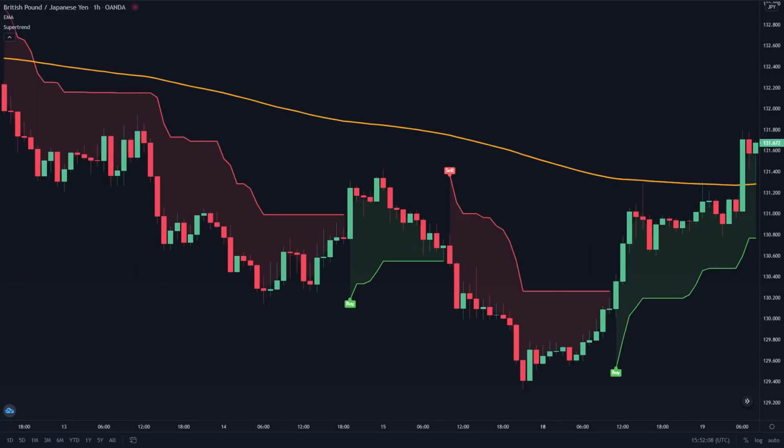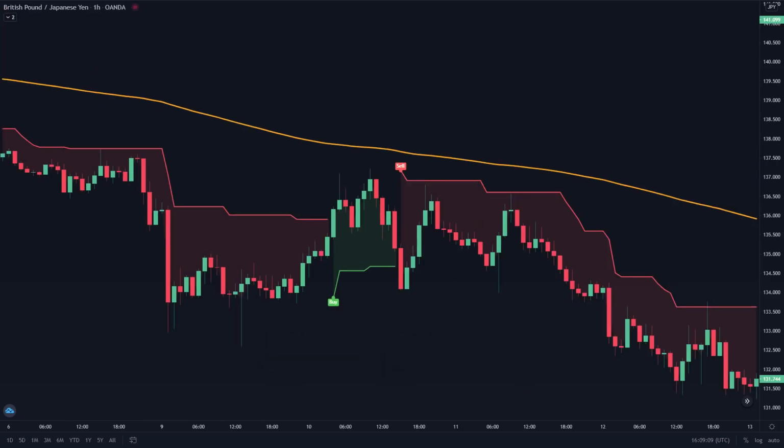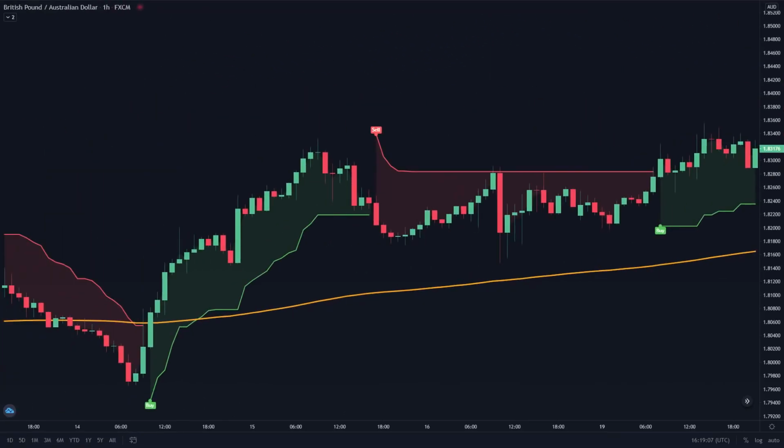But if the super trend gave a buy signal but the price is below the 200 EMA, then you ignore this buy signal. This also works for sell signals as well. If the super trend gave a sell signal and the price is below the 200 EMA, you take a sell position. But if the super trend gave a sell signal but the price is above the 200 EMA, then you ignore this sell signal. So that's how you combine any indicator with the 200 EMA.